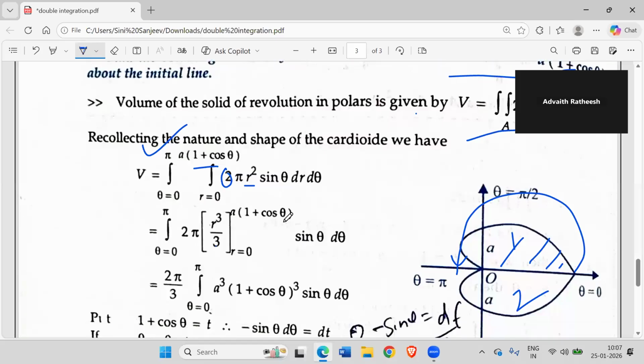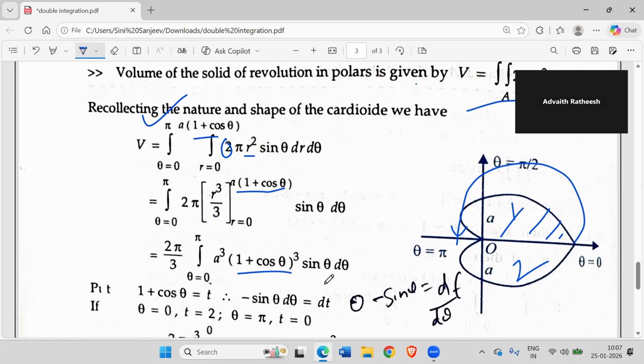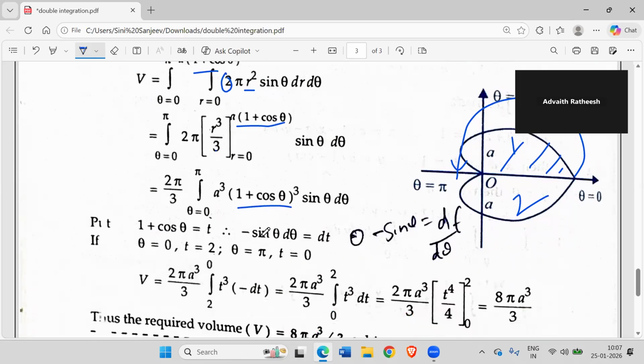Fine. So once I take the 3 outside here, it'll be what? a cube into 1 plus cos theta the whole cube. Okay, R I am replacing with the upper limit, a into 1 plus cos theta. So 1 plus cos theta the whole cube into sin theta d theta. Then what I do is the simple substitution method.